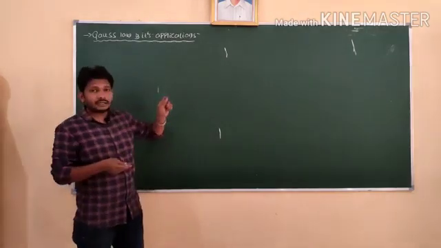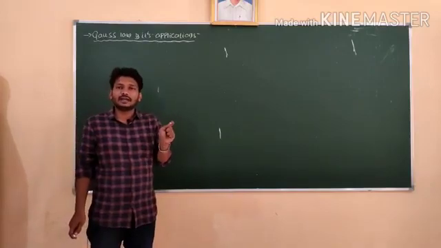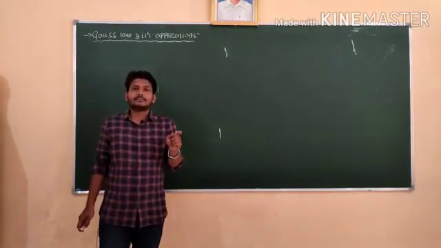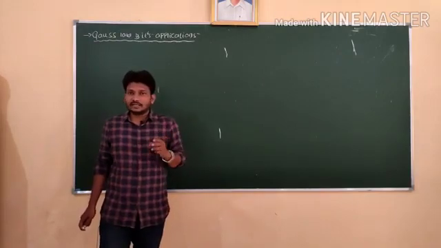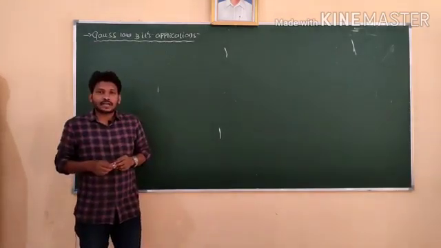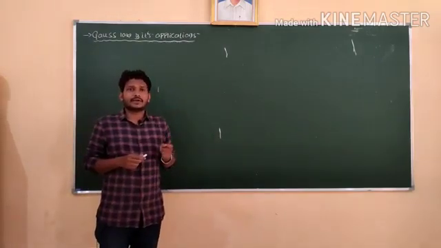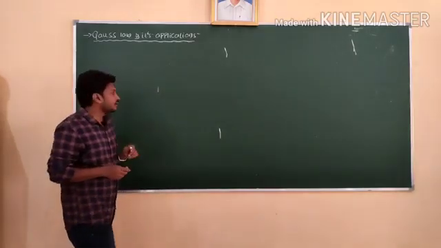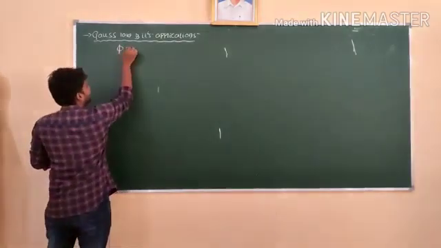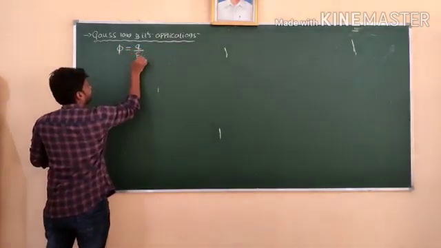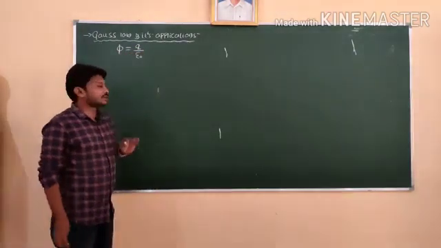By taking the electric flux concept, Gauss, the name of the scientist, gave a statement related to electrostatics, that is Gauss law in electrostatics. What is Gauss law in electrostatics? The total electric flux through any closed surface is equal to 1 by epsilon naught times the total charge enclosed by it. So from Gauss law, phi is equal to what? Phi is equal to Q by epsilon naught.